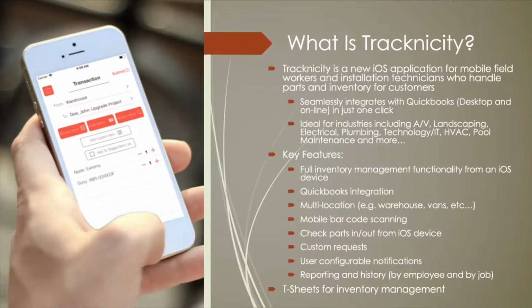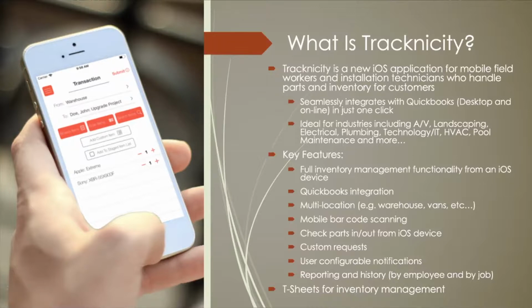There's no special hardware required. There's no custom barcode scanners. It leverages the device that your field people already have. It features out-of-the-box QuickBooks integration with both desktop and online, and really any version of QuickBooks, Premier, Contractor, whatever you might be using. It supports multiple locations, so you can add as many locations for vans or warehouses or shelves or whatever as you want. It gives you a mobile barcode scanner using the camera function on the iOS app.